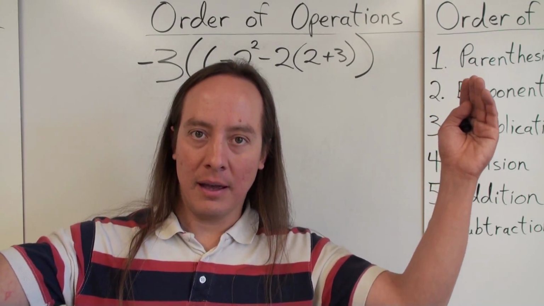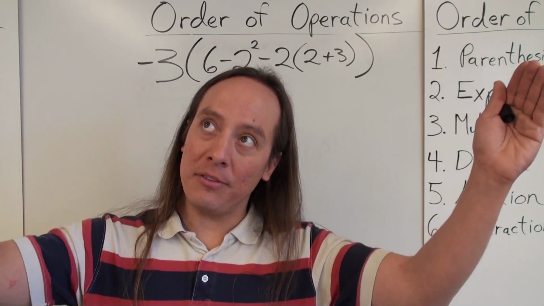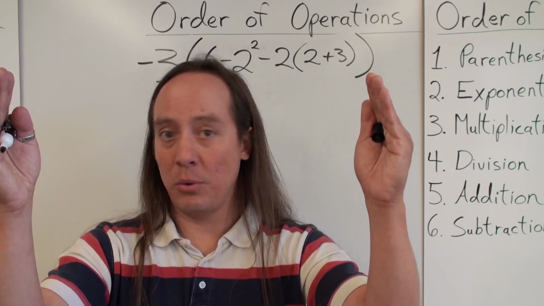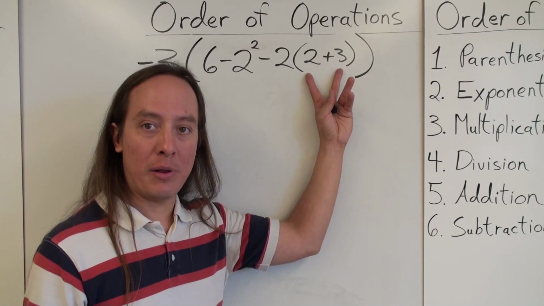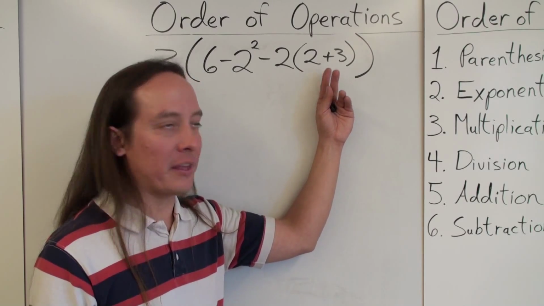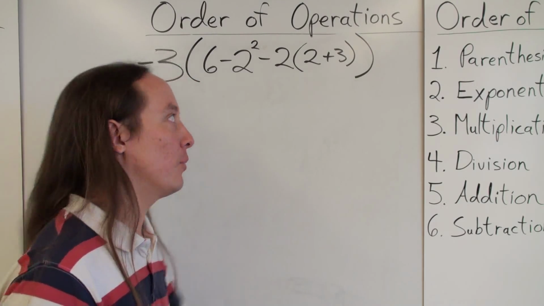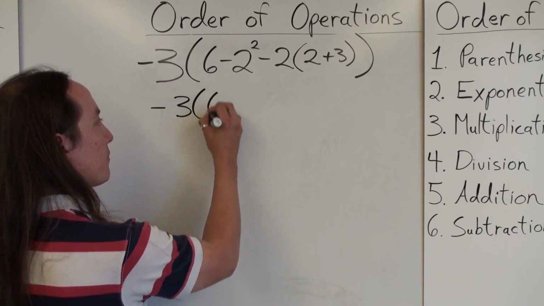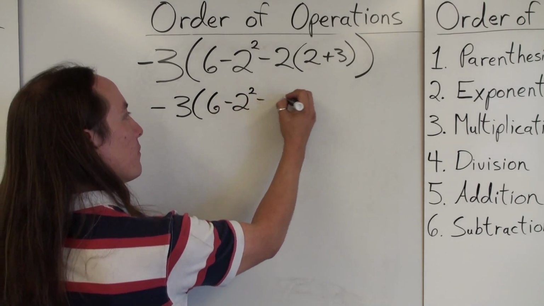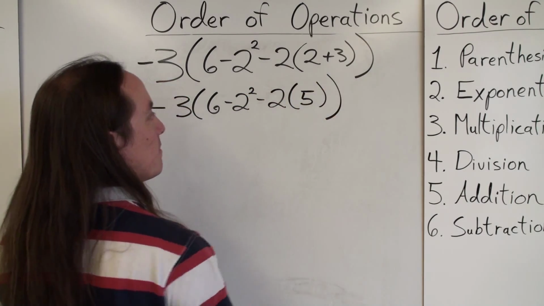So inside the parentheses, I start with the order of operations all over again. Inside the parentheses, do I have another set of parentheses where there's something to do inside? Yeah, I have this small set of parentheses with something that I can do. I can do 2 plus 3. So I start there first. And 2 plus 3 is 5.